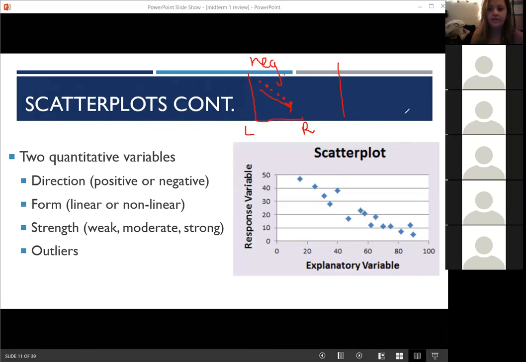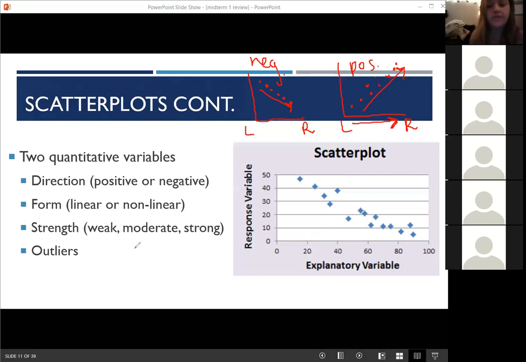And then likewise, if I were to draw one that's going like this, even if it's not in a straight line, from left to right it's going up. So this is going to be positive. So always remember to read it from left to right. That's where a lot of people get tripped up. But as long as you read it from left to right, you should be good to go with your direction.